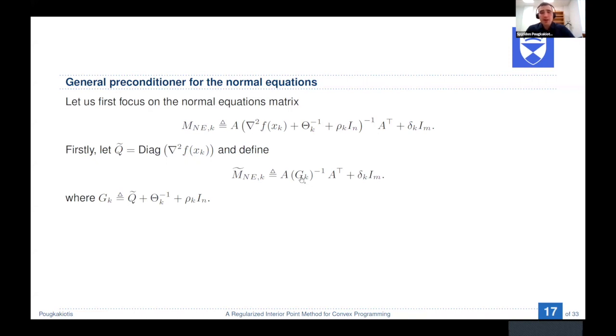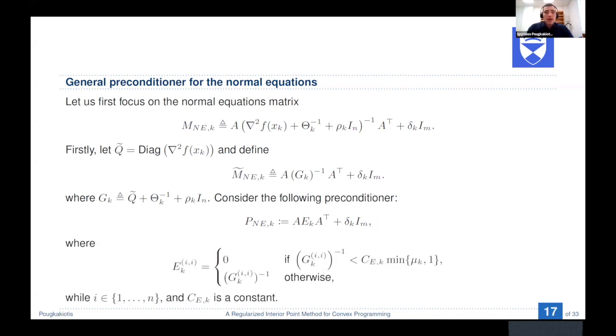So to create an effective preconditioner for this matrix, we use a very simple idea. We observe that this matrix G inverse is diagonal, and we can simply approximate this matrix by another matrix E. Okay, so what is E? So E is again a diagonal matrix whose ith diagonal element has the value zero if the respective ith diagonal element of G inverse is of the same order of magnitude as mu, so it gets smaller and smaller as we're approaching the optimal solution, and otherwise it assumes the value of G inverse.